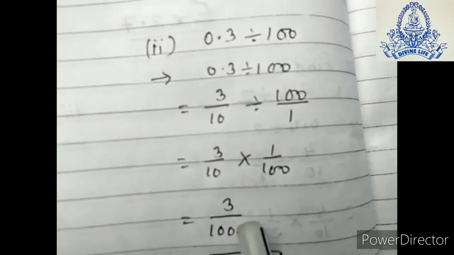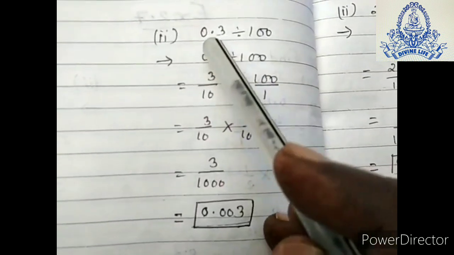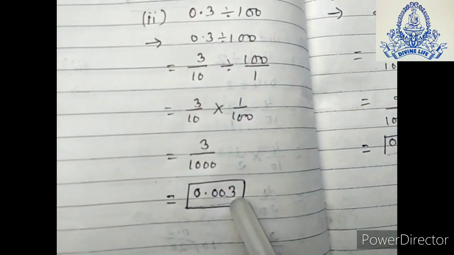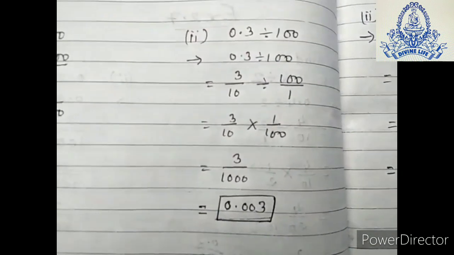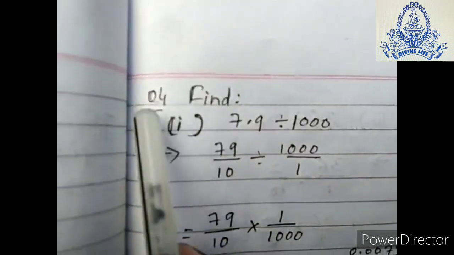3 1 ja 3, 100 10 ja 1000. The final fraction is 3 upon 1000, and after dividing 3 by 1000, we get 0.003. So the final answer of the division of 0.3 divided by 100 is 0.003 after finally dividing both the numbers. After the third question, question number 4, we will move.